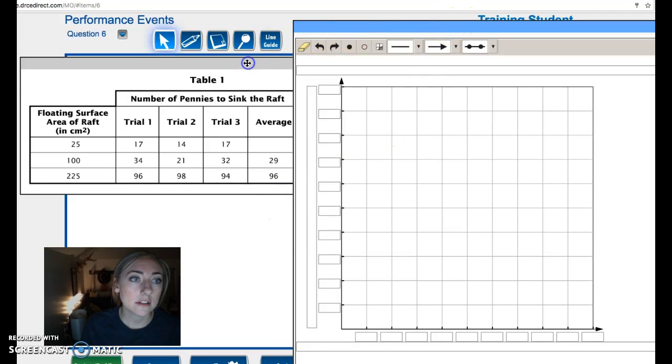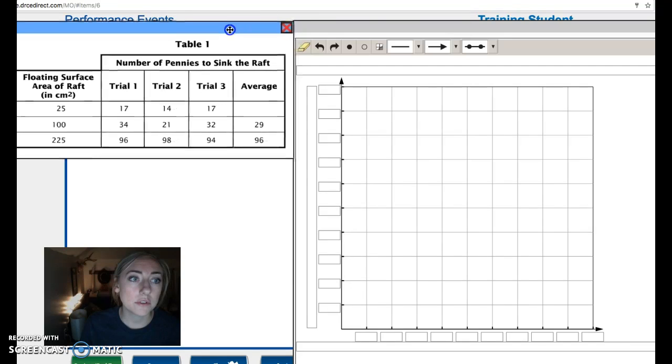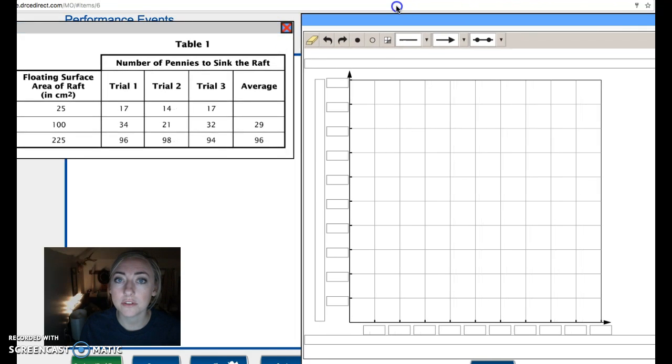All right. So now you have your data table over here, and then you have your graph over here. So the important part first is to make sure that you label everything. So remember, your independent variable always goes on the x-axis, and your dependent variable always goes on the y-axis.